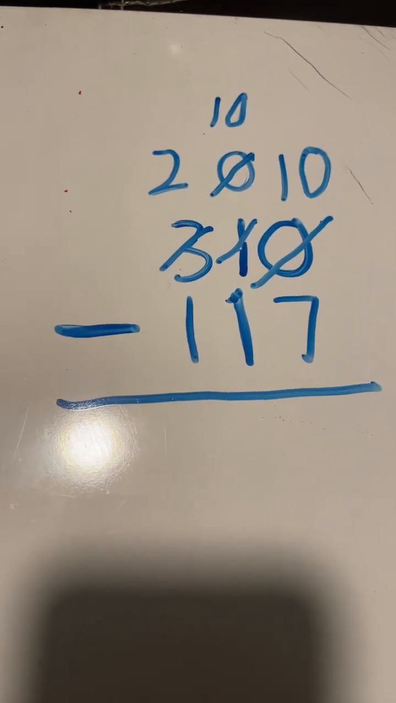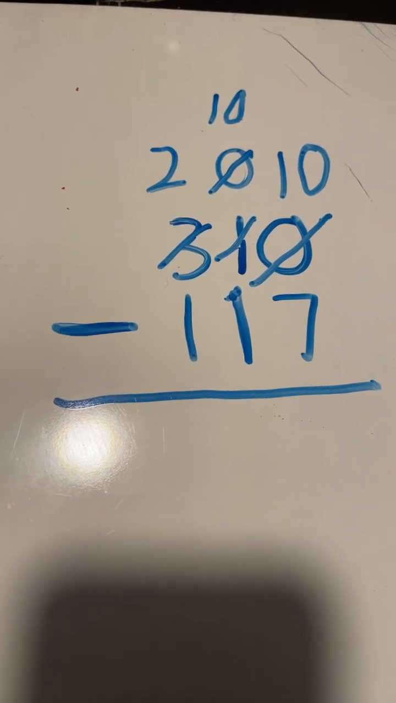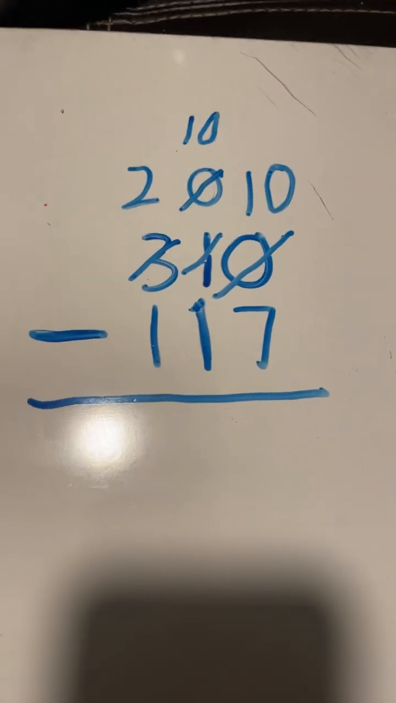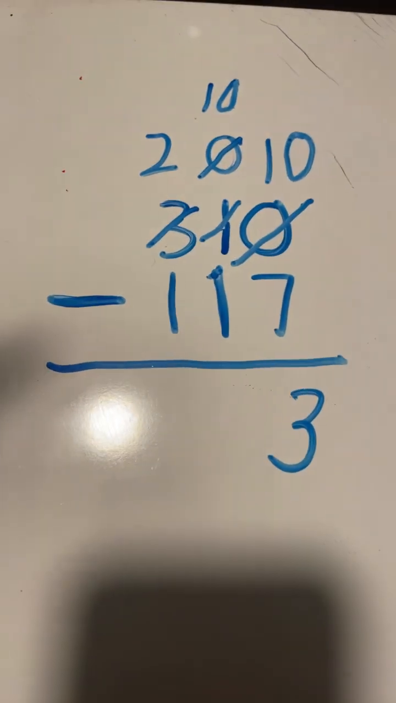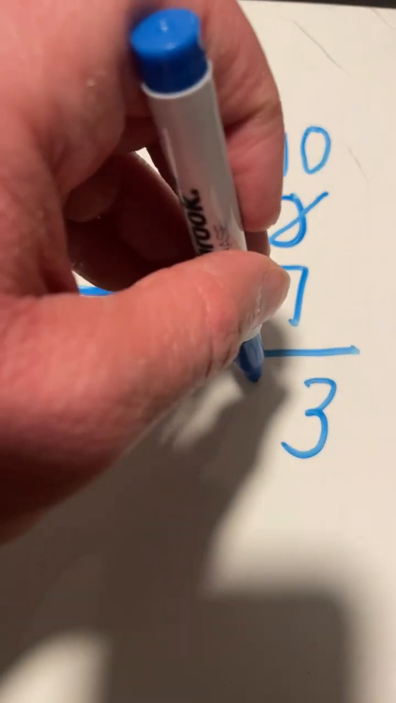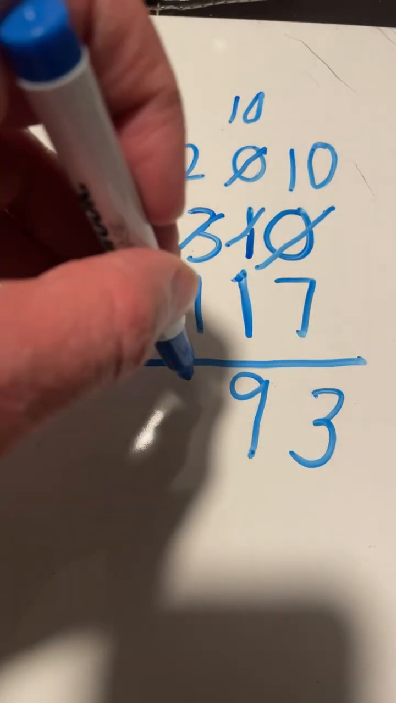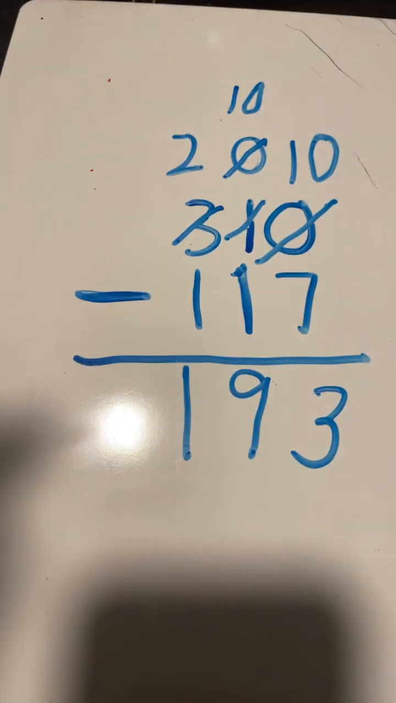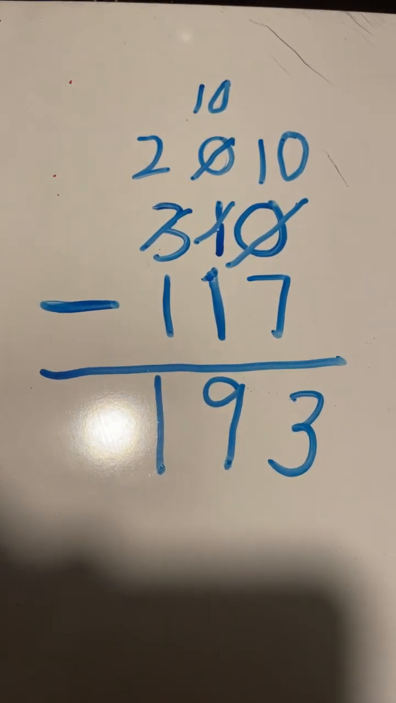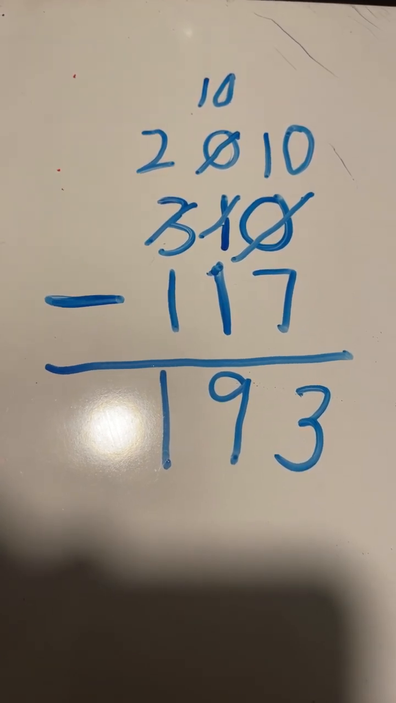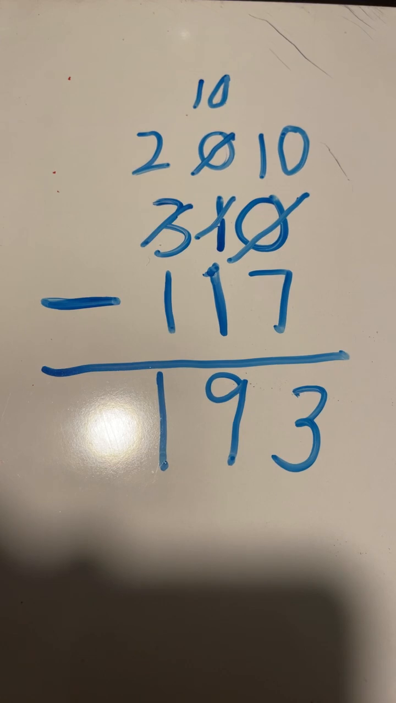So now we are ready to finally subtract. All the numbers on the top are bigger, we can now subtract. So we start in the ones place. 10 minus 7 equals 3. 10 minus 1 equals 9. 2 minus 1 equals 1. And we have our answer. 310 minus 117 equals 193.